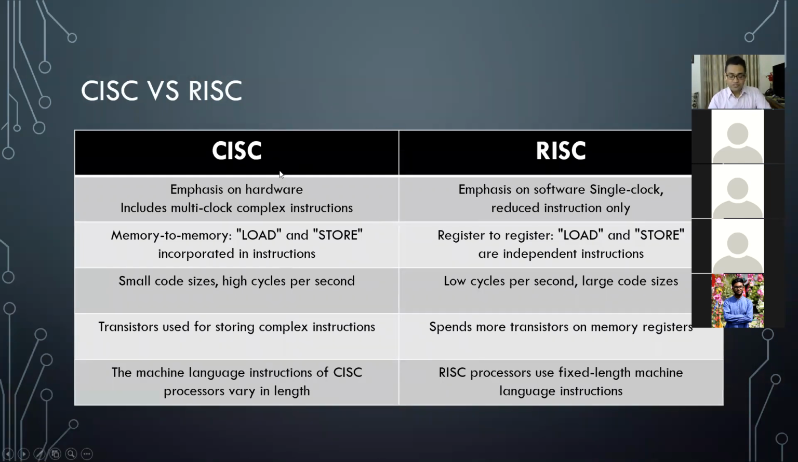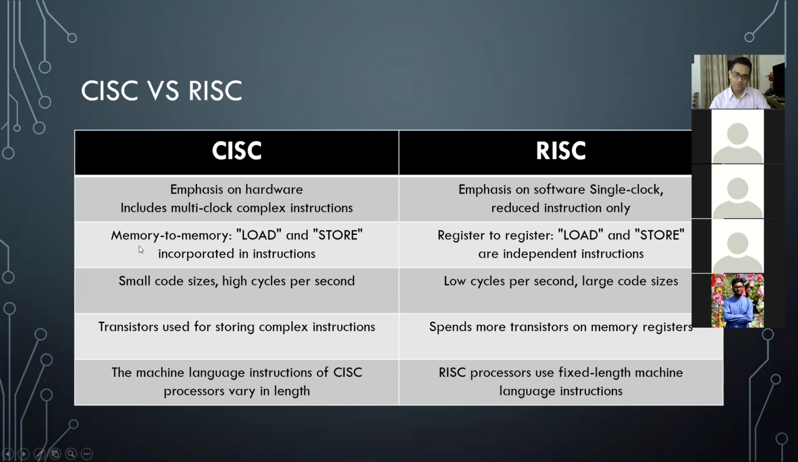The CISC is more emphasized on the hardware because we need to reduce the amount of memory. It doesn't matter how long or how complex it is, but we need to reduce the hardware use. That's why it's more emphasized on hardware. On the other hand, RISC is more emphasized on the software, because you don't think about the hardware. It doesn't matter how many registers we need or how much memory we need, just make it faster and less complex. So that's why it's software emphasized.